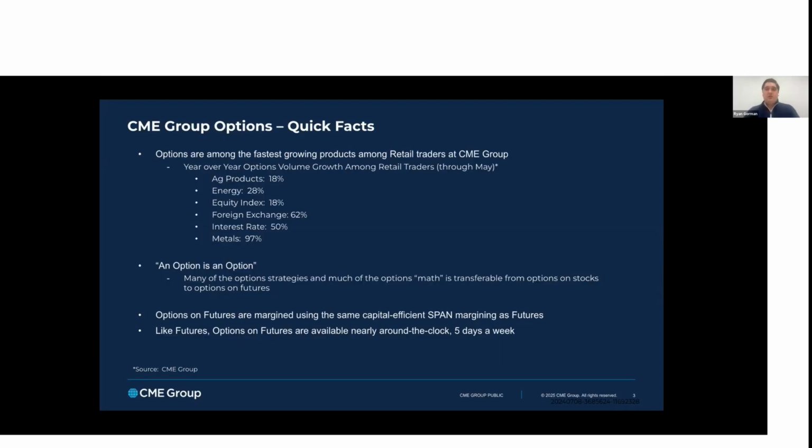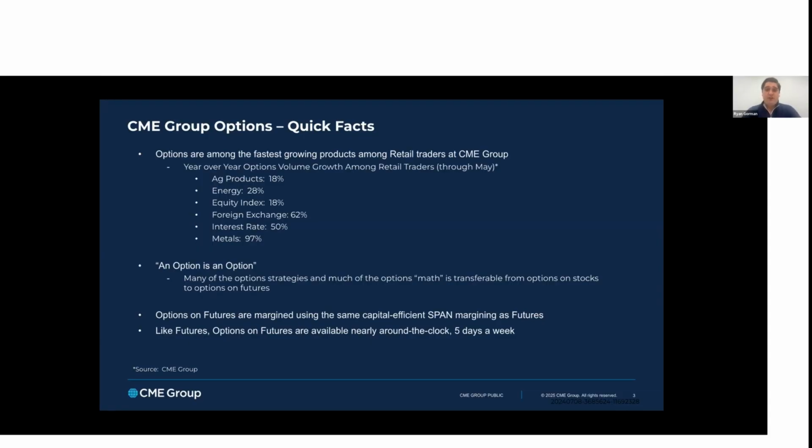And outside of just the growth, one of the main things I talked about at the beginning was understanding what these are. And the main message we've been talking to people about is an option is an option. So many of the option strategies, and a lot of the math, your Greeks, your deltas, your gammas, your vegas, all of that on the equity side is going to translate from options on stocks right over to options on futures. Really, the key difference just comes in the underlying. So, instead of an option on Apple, you're trading an option on the S&P 500 or the Russell or gold or silver, whatever it may be.